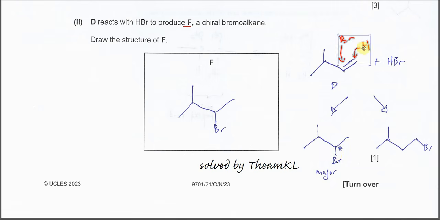If the hydrogen is bonded to this carbon and the bromine is bonded to this carbon, it will form the minor product, and there is no chiral carbon in this product. So we are quite sure that F should be this one. You just put this one in the box.